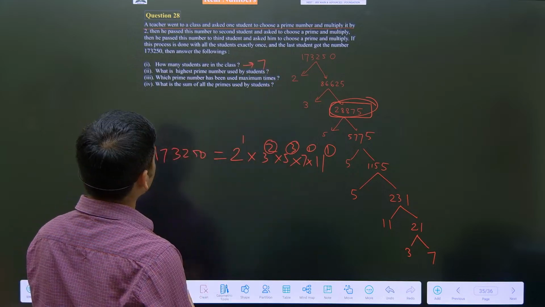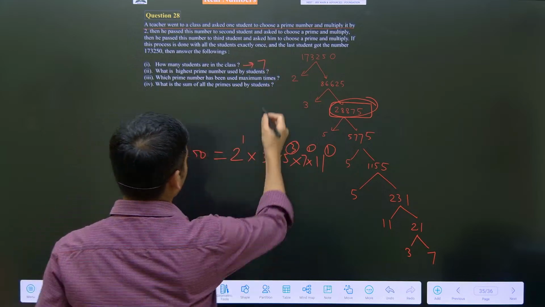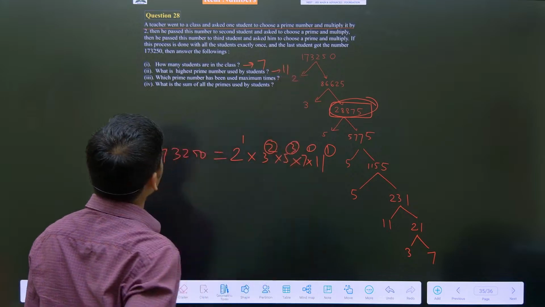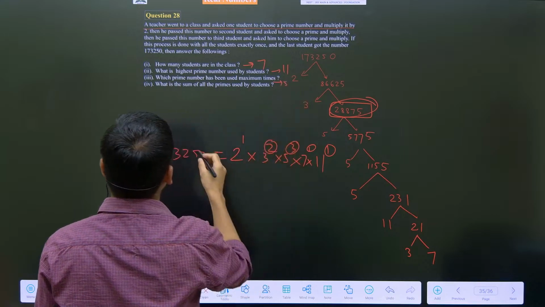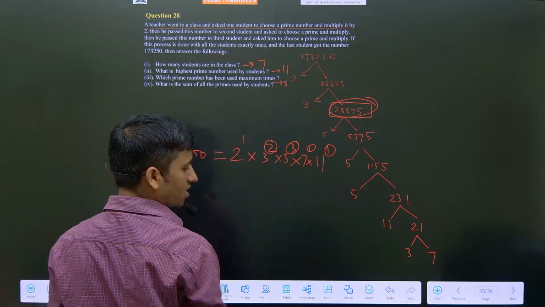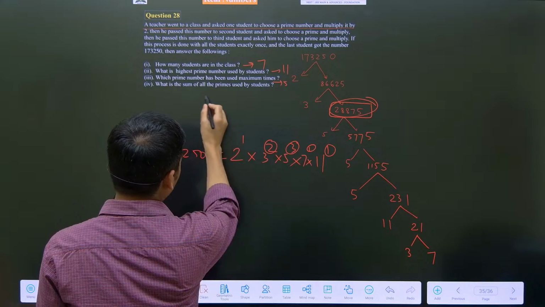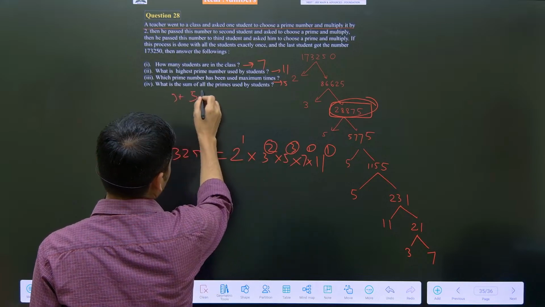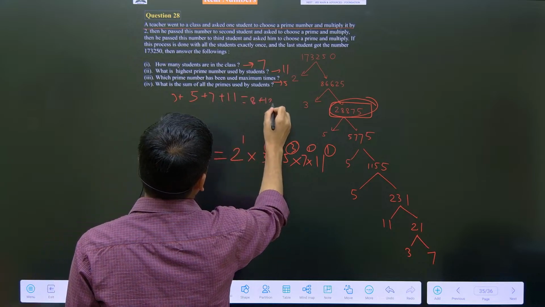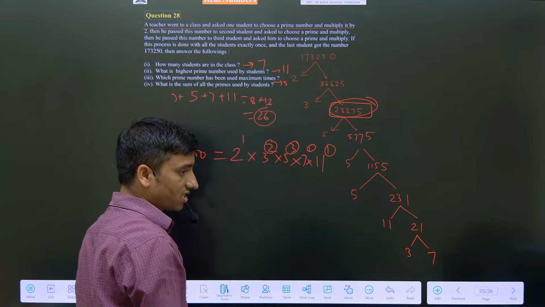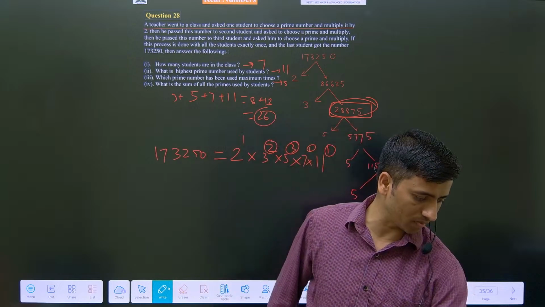What is the highest prime number used by the students? That has to be 11. Which prime has been used the maximum number of times? That has to be 5, right? 5 is used 3 times. What is the sum of all the primes used by the students? You have to add 3 plus 5 plus 7 plus 11. That is 8 plus 18, that is 26. So 26 is the sum of all the primes used by the students.